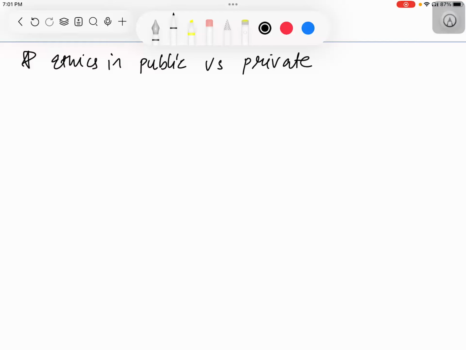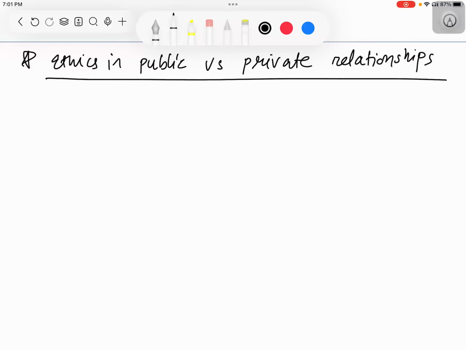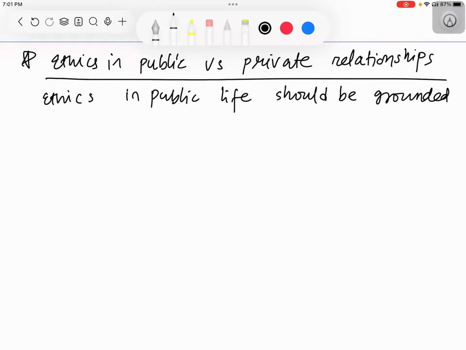Next we come to this part: ethics in public versus private relationships. What does this mean? The summary of this topic is that ethics in public life should be grounded in ethics in private life.